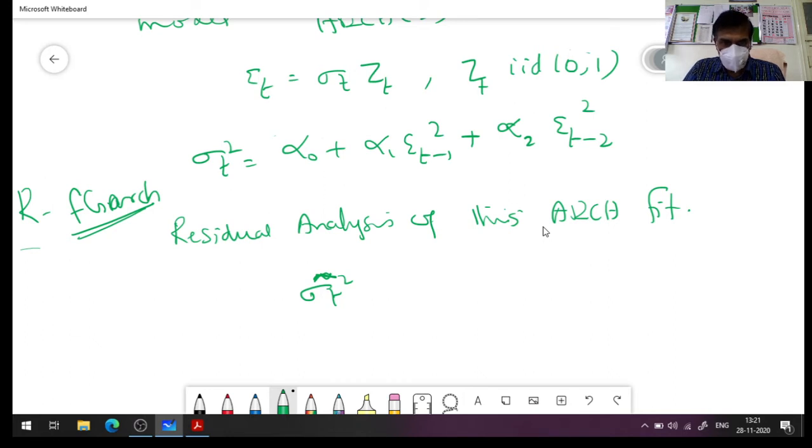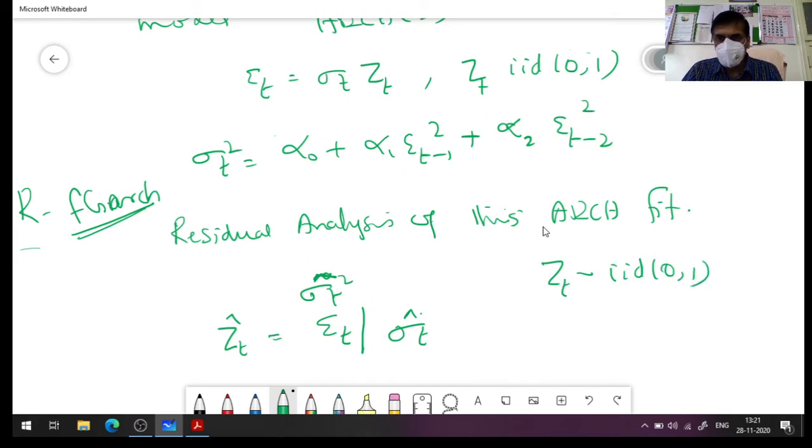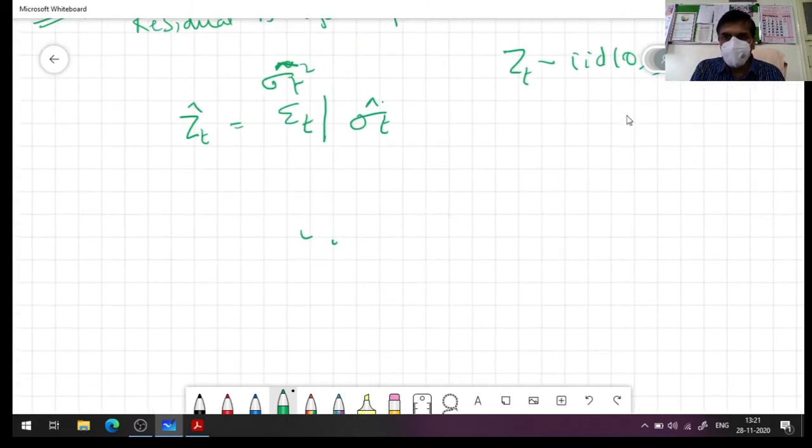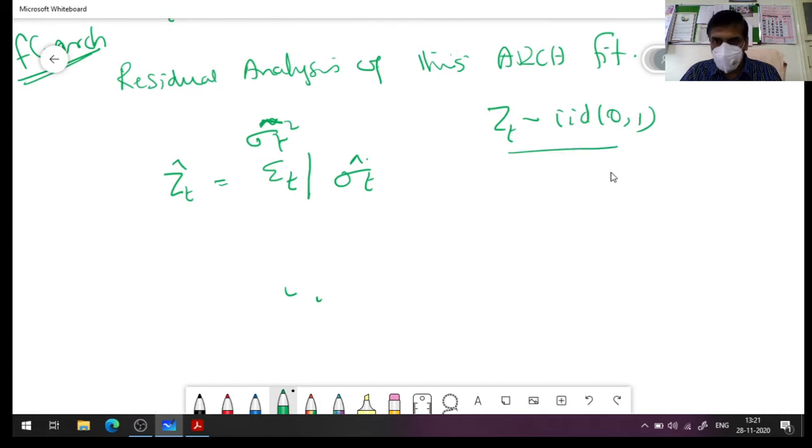So what I will do is that I'll consider zt. zt is something which is not observable, but I'll get zt hat by using epsilon t over sigma t cap. Now for zt, we have some assumptions. The assumption is they are IID (0, 1). So I'll see whether these assumptions are really true for the zt hat. How will you do that? Again, look at the ACF, PACF of this.